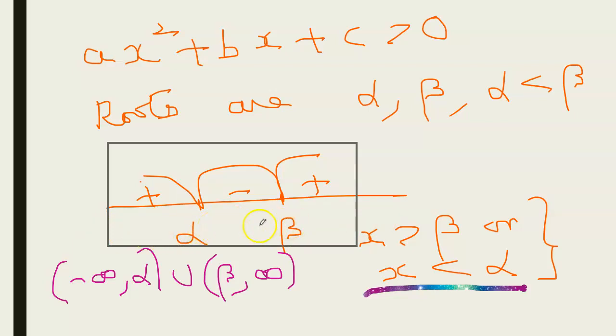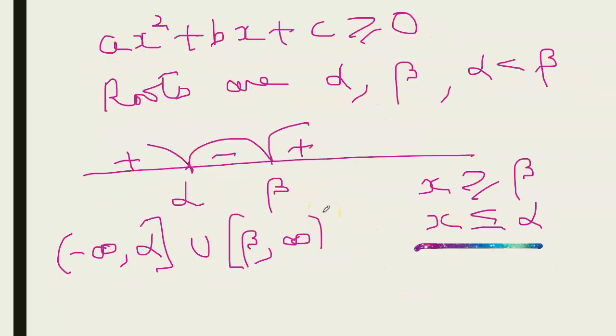So this convention is very important. We divide it into intervals depending on how you position the roots on the number line, and then you put alternate plus and minus starting from the rightmost interval.